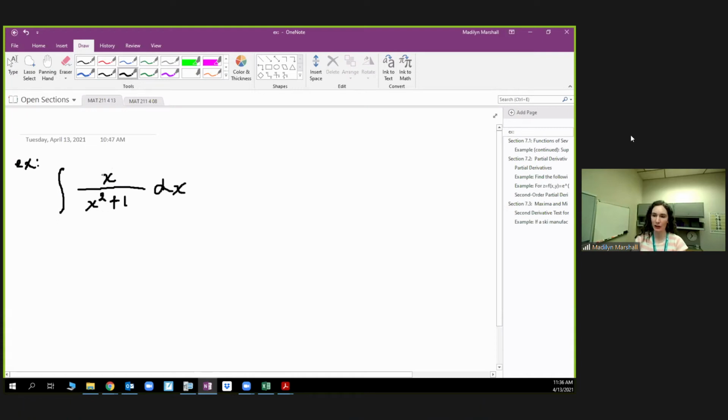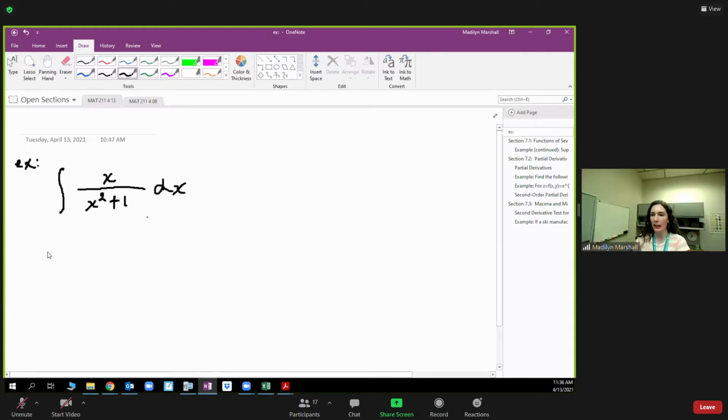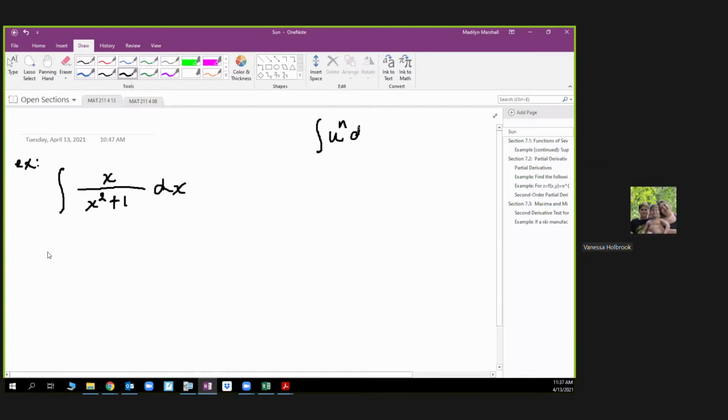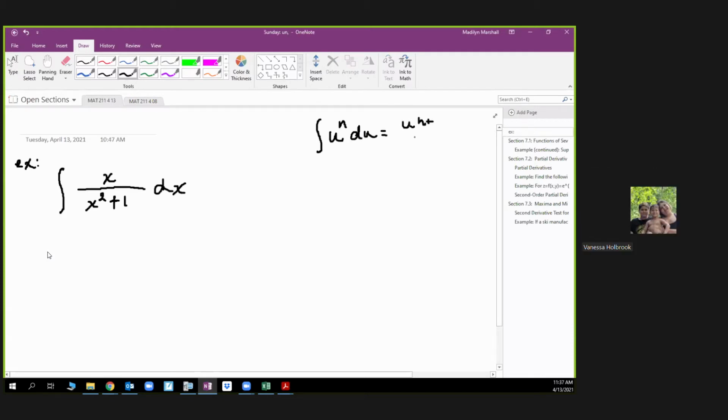A quotient here, if there's like a division, the key as far as what rule we're going to use is what the denominator looks like. So I'm actually just going to over here write our 3 rules of integration. So u to the n du is u to the n plus 1. That doesn't look like an exponent.